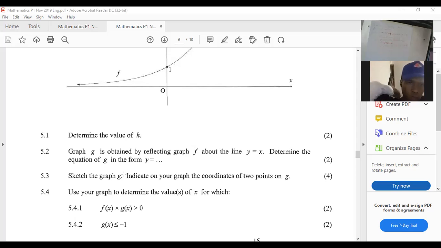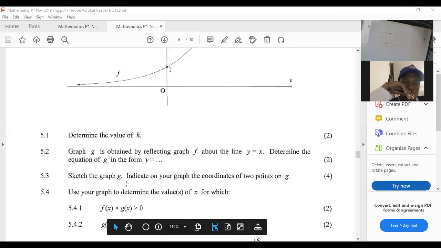Why one? For x values, we use an open bracket because at one, x is equal to one, and y is zero. It is not greater than zero, so that will not be part of the solution. That is why we use a small bracket.